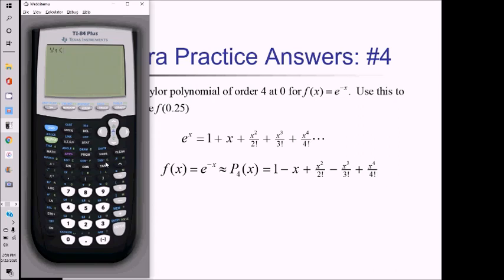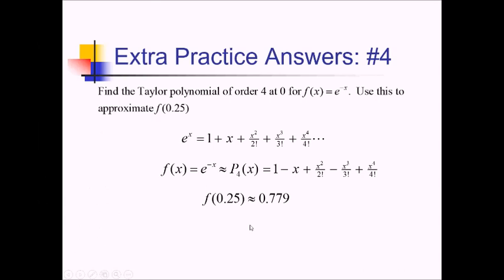And now I'm just going to plug 0.25 into that, just like a regular function. Press enter. Take it out to 3 decimals. This is going to be about 0.779 if we round that off.